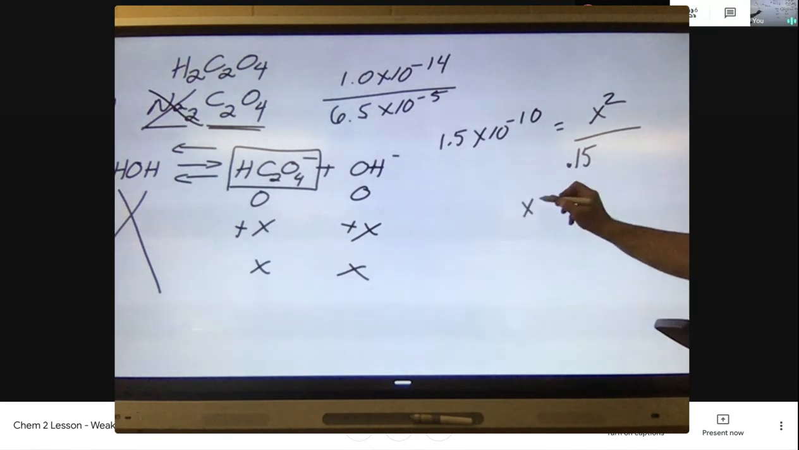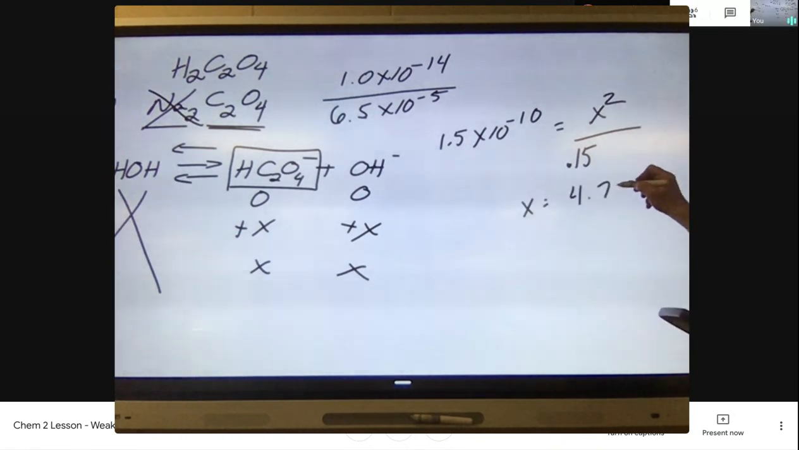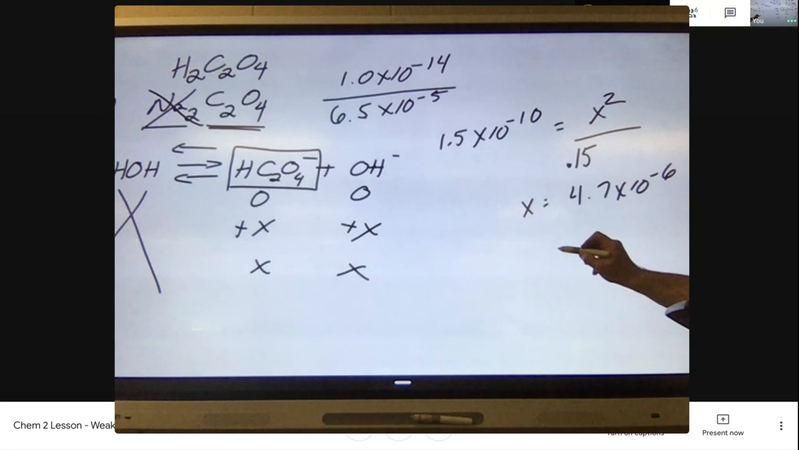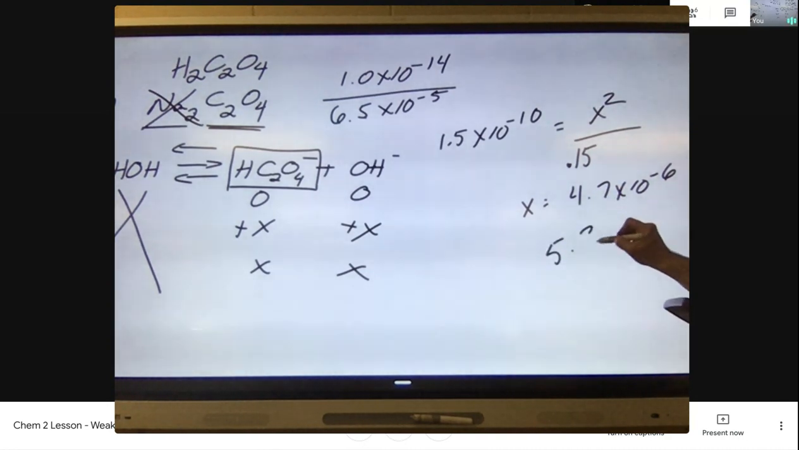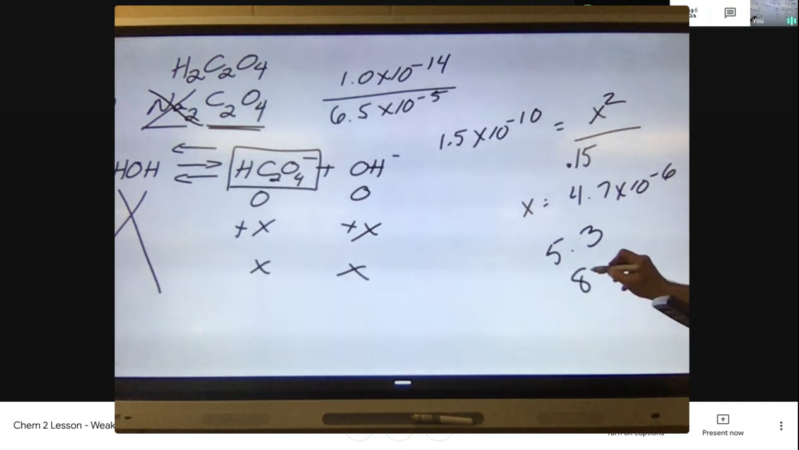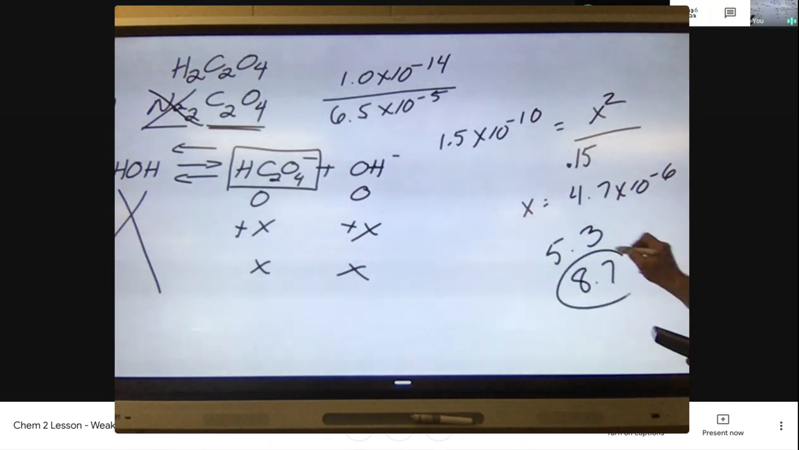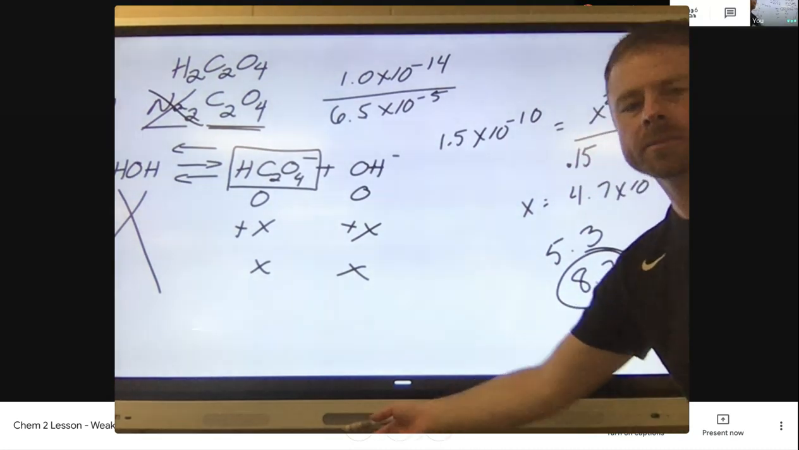So my x is 4.7 times 10 to the negative 6. Negative log that. My pOH is 5.3. My pH is 8.7, which is consistent with basic behavior.